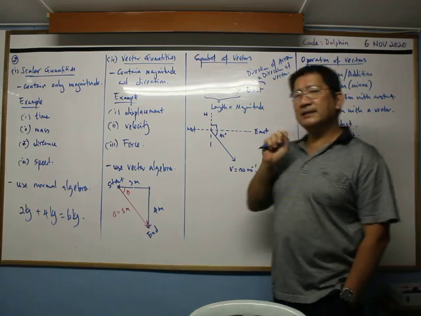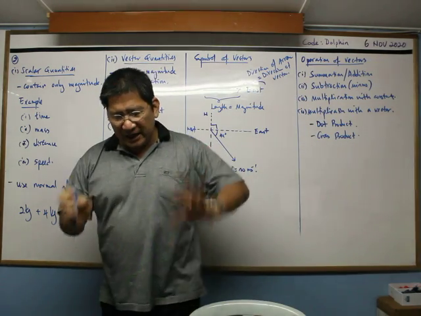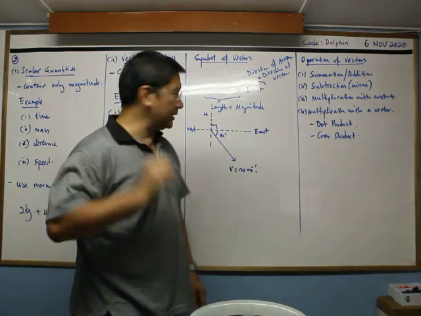So now we look at summation. What can we do in summation when you are given two vectors?